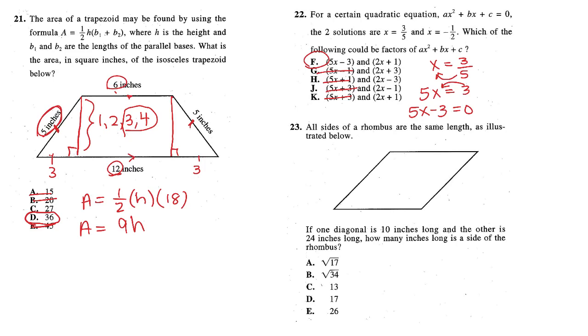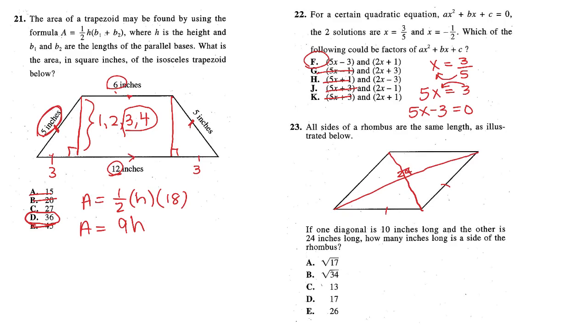All right, and then for our next one, number 23, all the sides of a rhombus are the same length. If one diagonal is 10 and the other is 24, how long are the side lengths? Well, okay, let's see. So we've got a diagonal, and one of these is going to be 24. And we know that these side lengths are equal to each other. Okay, so let's go ahead and generate the other diagonal.